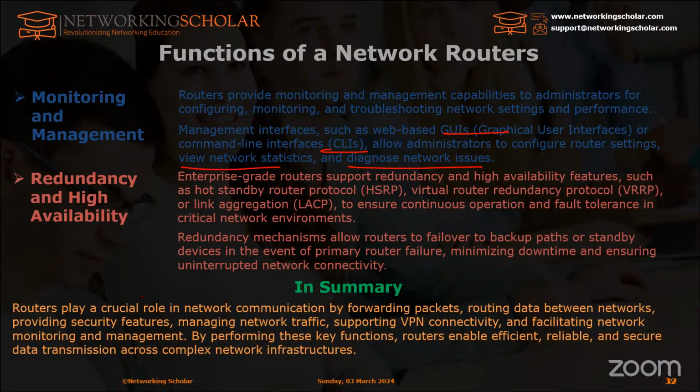What is the summary of a router? Routers play a crucial role in network communication by forwarding packets, routing data between networks, providing security features, managing network traffic, supporting VPN connectivity, and facilitating network monitoring and management. These things are possible through our router. By performing these functions, routers enable efficient, reliable, and secure data transmission across complex network infrastructure. Hope you understand how a router works.